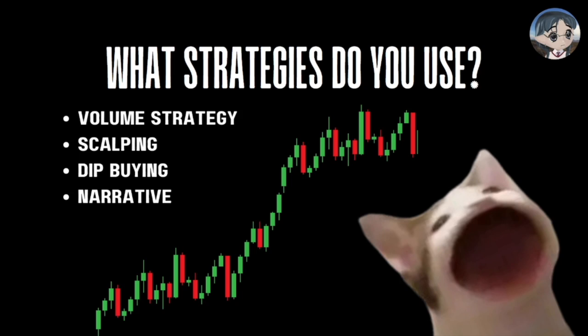So volume strategy is essentially going with the volume. If there's a lot of volume on the coin, that means there's a lot of eyes on it, a lot of buying pressure. So you want to be capitalizing on that. Scalping is just quick 10 to 50% moves.